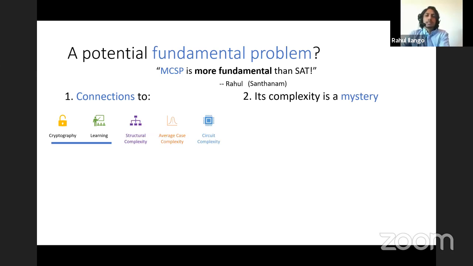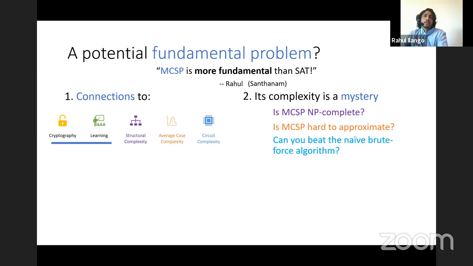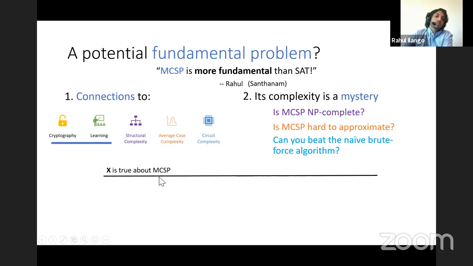And so it has all these wonderful connections, and we also don't really know much about the problem. Really basic questions about the problem, we don't know the answers to. Is it NP complete? This has been open since Levin in 1973. Is it hard to approximate? We don't know. Can you beat the naive brute force algorithm? We don't know. What we do know is that each one of these three questions relates to structural complexity theory, average case complexity theory, and circuit complexity. And how exactly do they relate? Well, we have these theorems which say if some specific thing is true about MCSP, then we get a solution to a long-standing open problem.